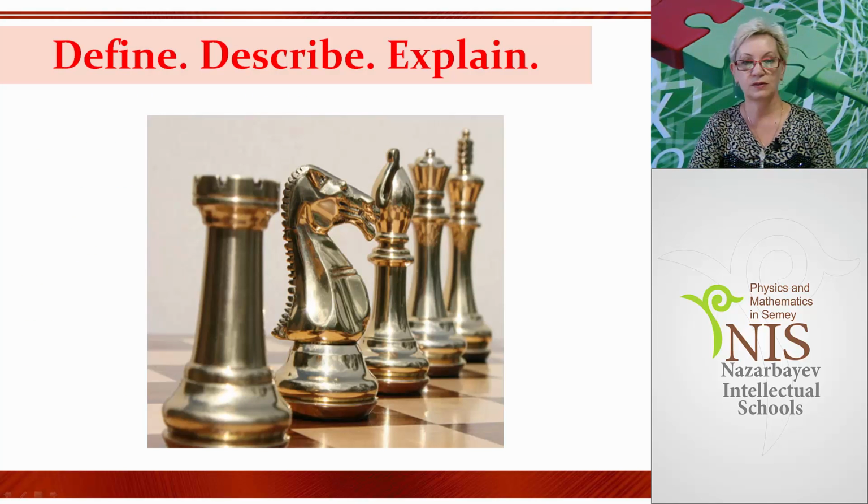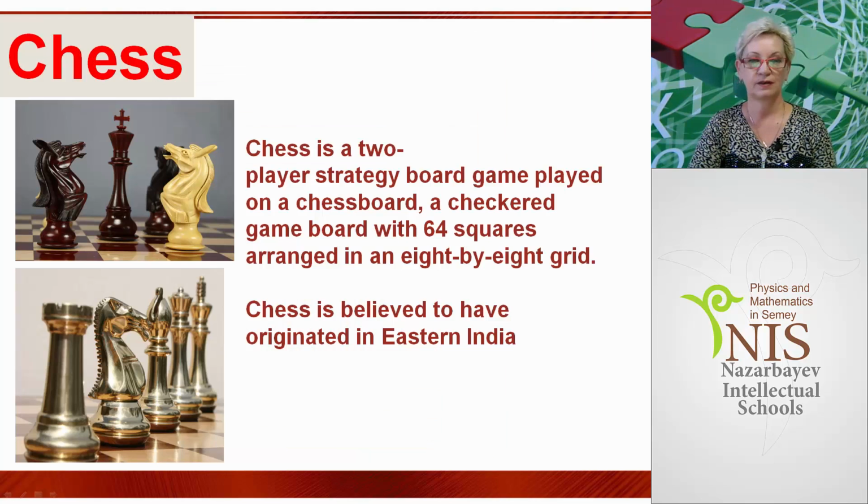What can you see on this picture? Okay, of course it's chess. Chess is a 2-player strategy board game played on a chessboard, a checkered game board with 64 squares, arranged in an 8 by 8 grid. Chess is believed to have originated in eastern India.